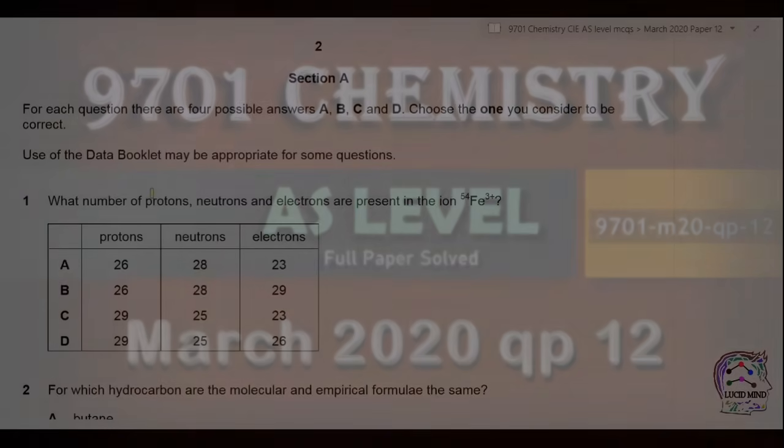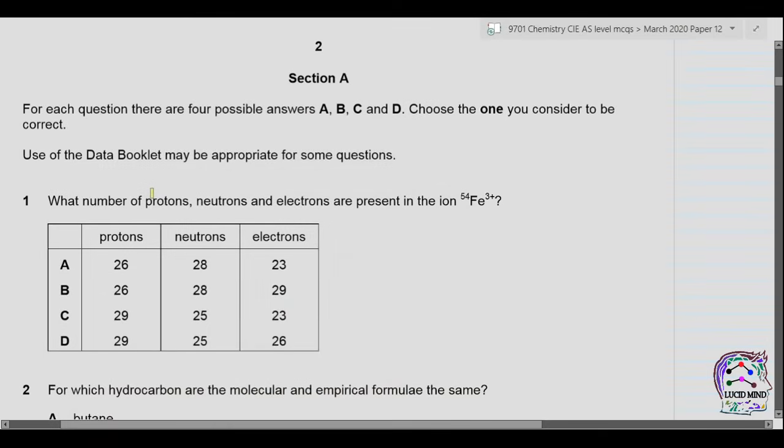Let's begin. Question number 1. What number of protons, neutrons and electrons are present in the ion Fe plus 3? Now the atomic number is not given, so we will be consulting the periodic table. So from the periodic table we come to know that the atomic number is 26.